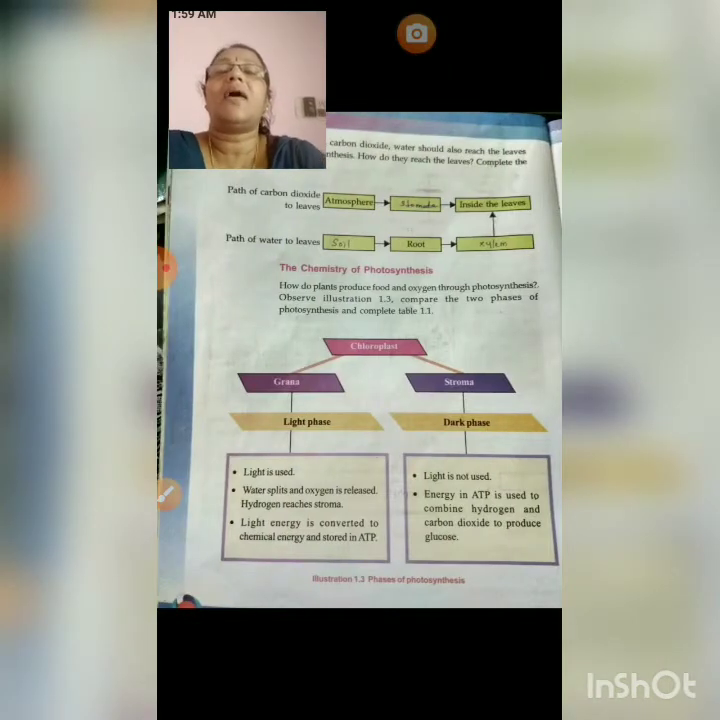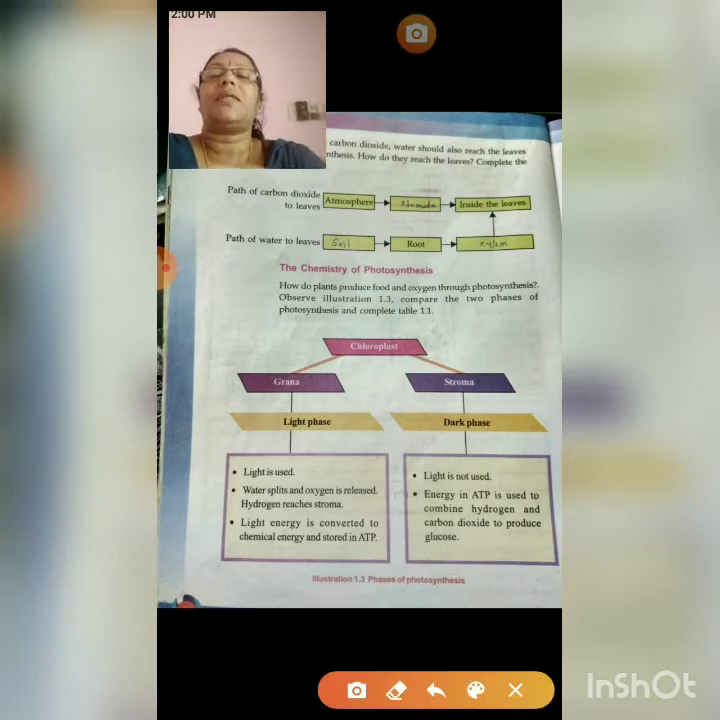How does carbon dioxide reach inside the leaf? From the atmosphere through the stomata it reaches the leaf. Then how does water reach the leaf? From the soil through the root and through the xylem vessel water reaches the leaf. You should draw this flow chart in your science diary.